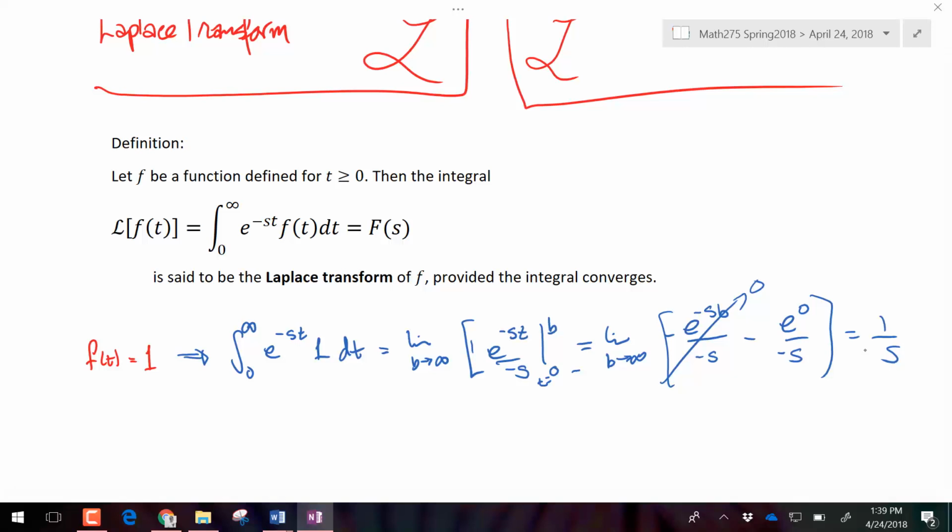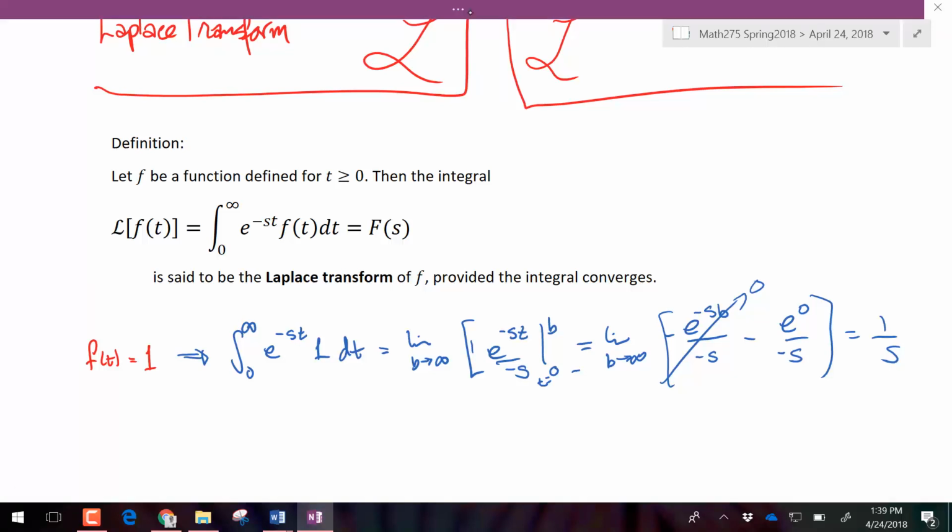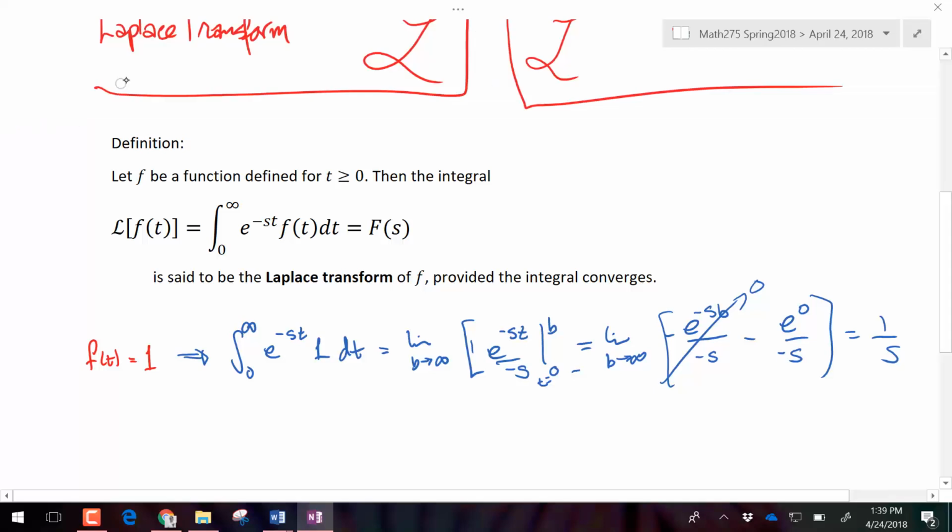So what we could do is construct a table of Laplace transforms for ourselves as we do a few more of these, and then see if we can find a pattern maybe.